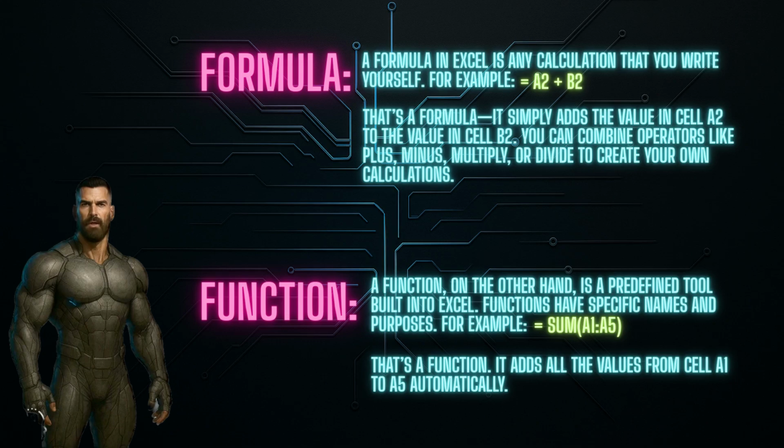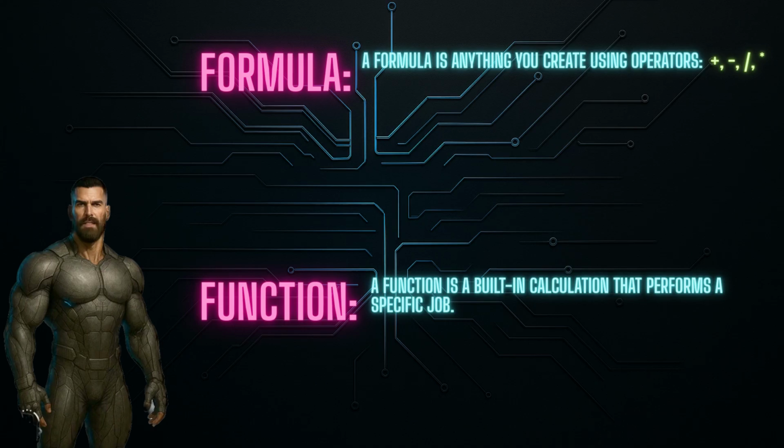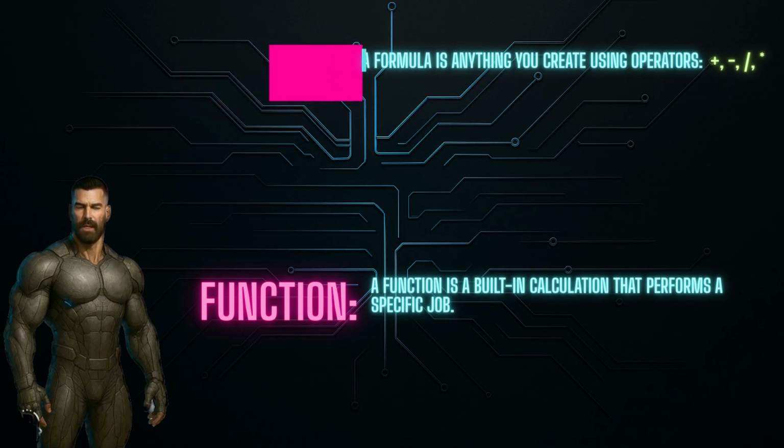A function, on the other hand, is a predefined tool built into Excel. Functions have specific names and purposes. For example, equals SUM, A1 to A5. That's a function. It adds all the values from cell A1 to A5 automatically. So, in simple terms, a formula is anything you create using operators. A function is a built-in calculation that performs a specific job.